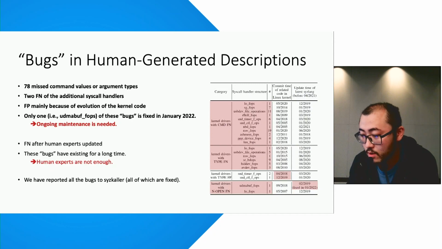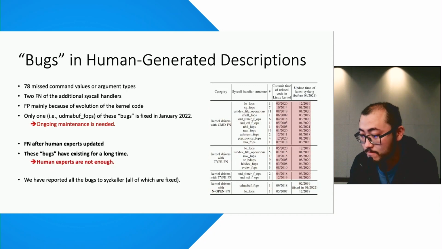And for the false positives, they are mainly because of the evolution of the kernel code, because kernel code will be updated. Only one of those bugs was eventually fixed in January 2022, before we started to report bugs to them. The result means that ongoing maintenance is needed. Besides, we also find that there are still false negatives after humans updated the related Syzkaller descriptions, which means those bugs have existed for a really long time. And so the human experts are not enough.